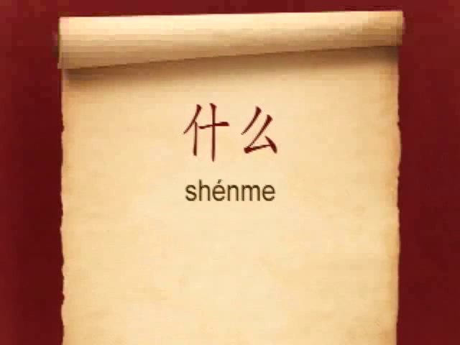什么 is a question word that means what. It's set with the second and neutral tones. Listen, 什么. Now, repeat it after me. 什么.